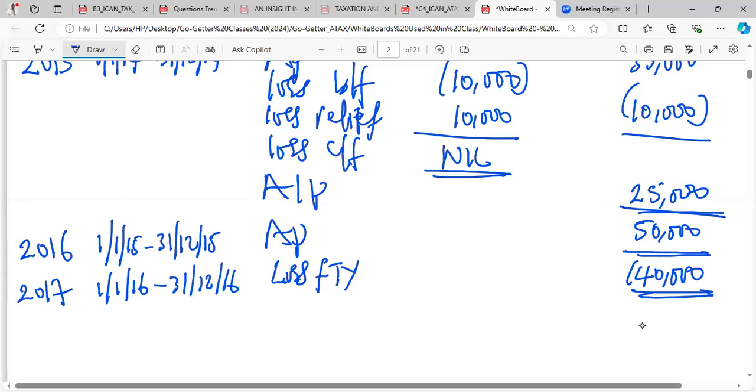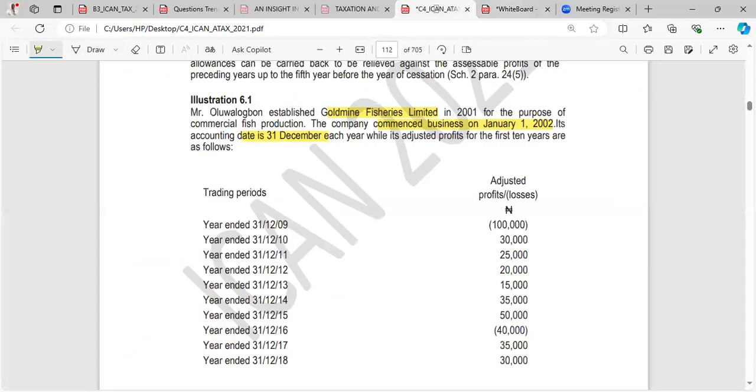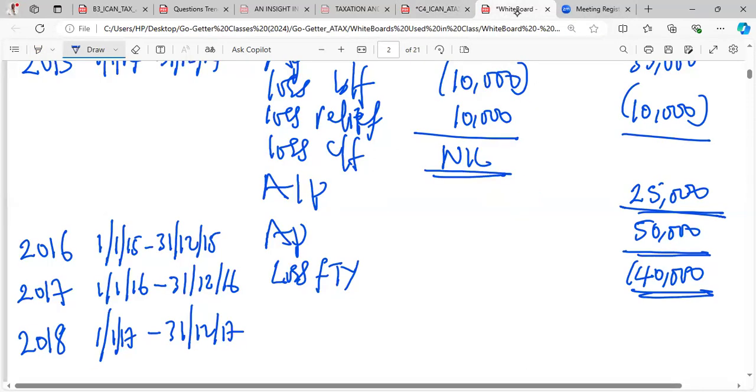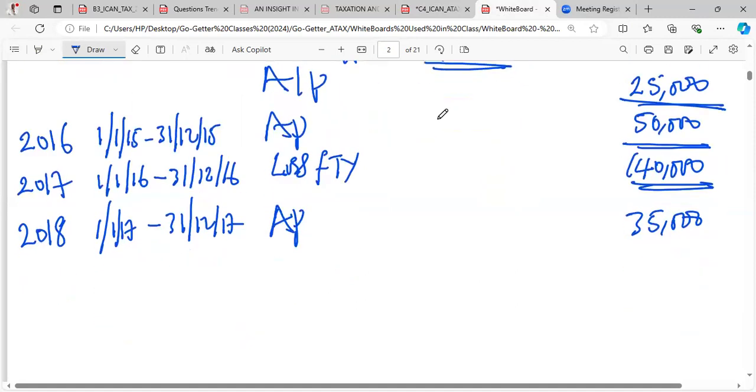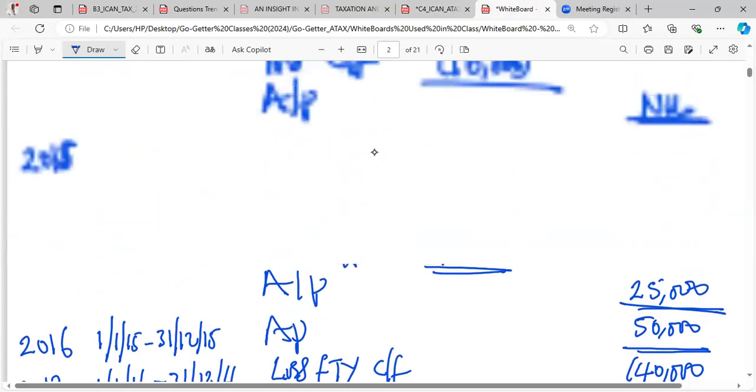So we now have 2018, which will have January 1, 2017 to 31st December 2017. Let's see what we are given. We are given 35,000. So we have accessible profit 35,000. Meanwhile, we have loss that we are carrying forward. Loss brought forward. Okay, so this is loss for the year, carry forward.